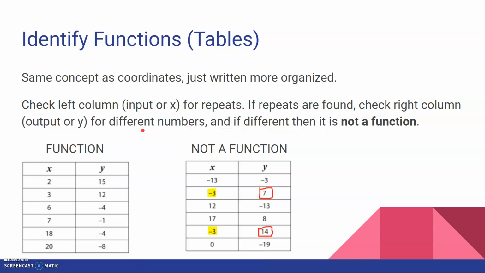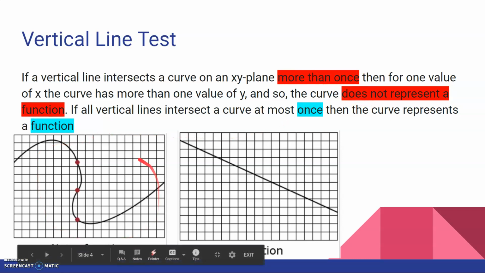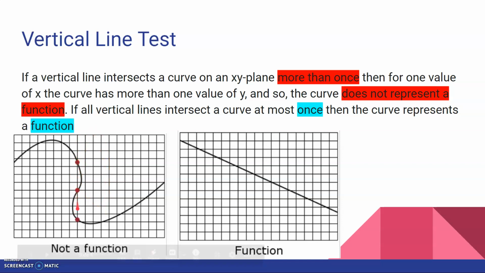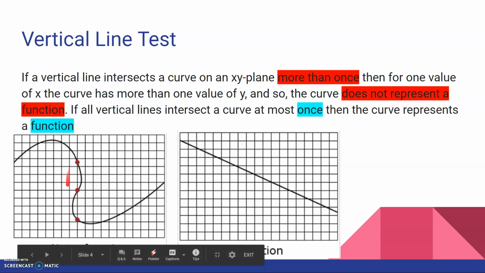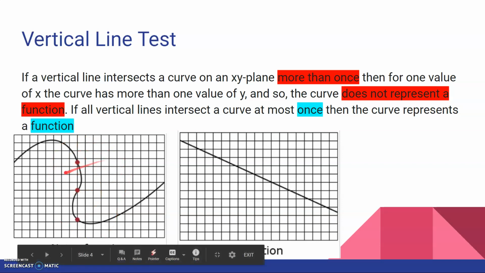There is one more way we use to identify functions, and that's the vertical line test. So if a vertical line intersects a curve or a graph on the xy plane more than once, it does not represent a function. So you can see in this first graph, there's vertical lines drawn all throughout this. And this middle vertical line hits it 1, 2, 3 times. As soon as one vertical line fails the function in one spot, that is no longer a function.